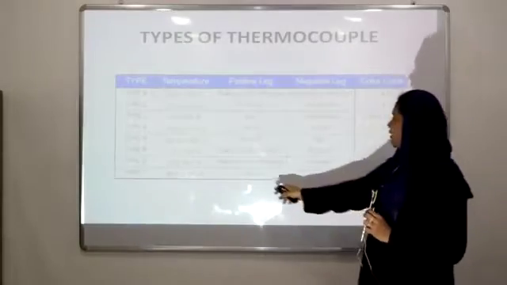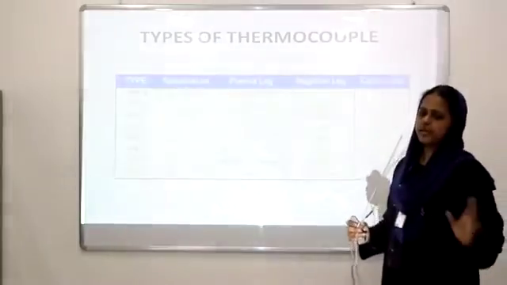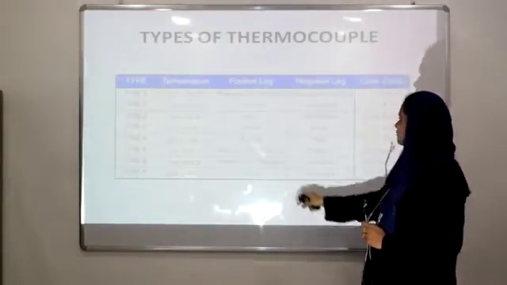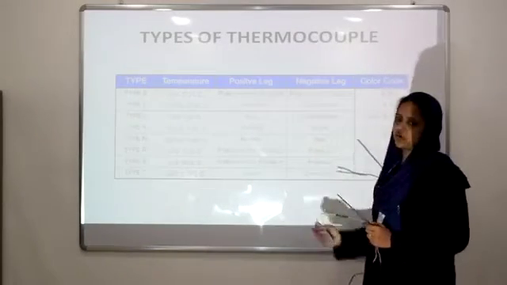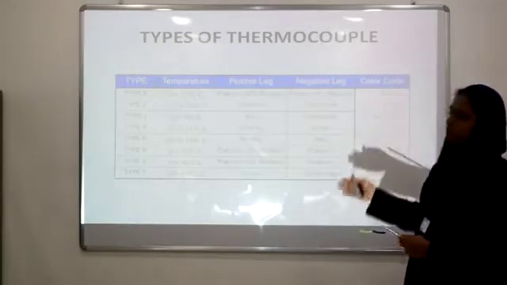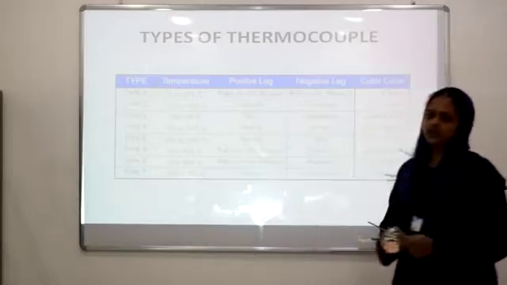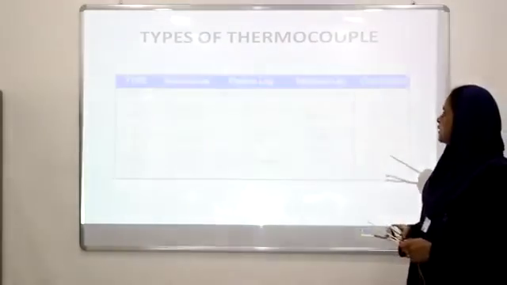For example, here is type T. If I want to measure a very low temperature, starting from some negative values, I can select the type T. It is nothing but one end of the wire is copper and the other is constantan. Likewise, we have to select the thermocouple on the basis of temperature range. What is our requirement to measure the temperature? Based on that, I can select the thermocouple.